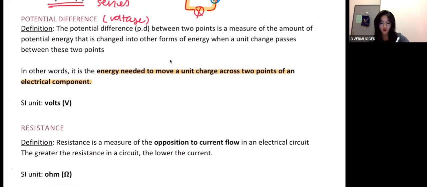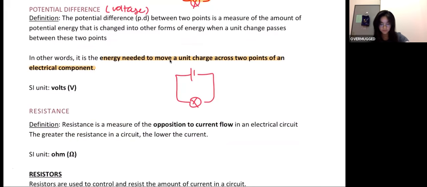Okay, so let me draw a very simple circuit for you. Same, just one bulb in this circuit. If I connect my voltmeter over here, essentially all I'm asking you, right, is that, okay, this is point A and this is point B. All I'm asking is, what is the energy needed to move a charge from point A to point B? All right, so all you have to think about when you are answering any sort of potential difference or voltage questions, right, is where is my point A and where is my point B?